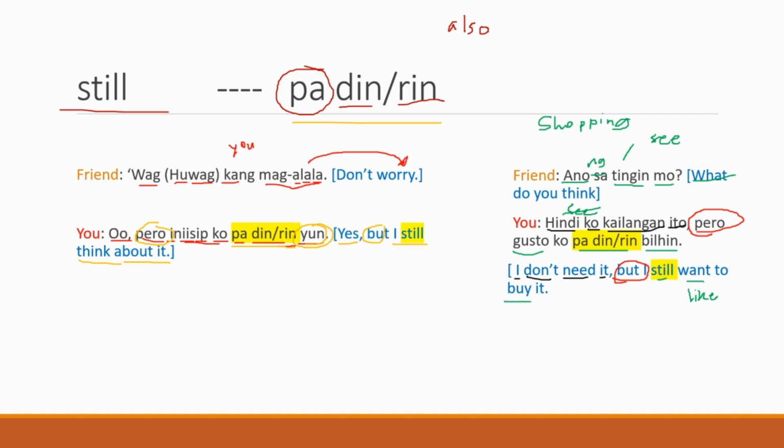So, again, ano sa tingin mo? Hindi ko kailangan ito, pero gusto ko pa din bilhin. Hindi ko kailangan ito, pero gusto ko pa rin bilhin. Okay, I hope the adverb pa din or pa rin is clear to you.